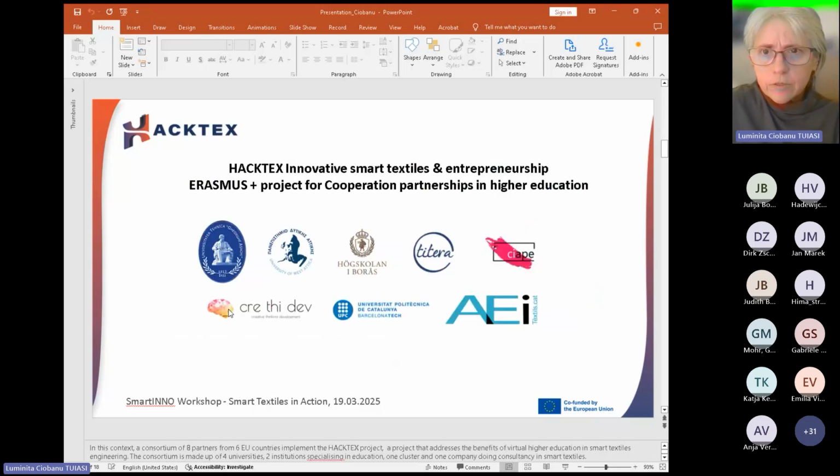The Hacktex Innovative Smart Textile and Entrepreneurship Erasmus project was developed under the Cooperation, Partnership and Higher Education section. It included 8 partners, with 2 from Iași, Romania, 2 partners from Greece, that's UNIWA, University of West Attica, and Cresidev, a non-profit governmental organization. It included the University of Boras, the School of Textiles. It included the Polytechnic Institute of Catalonia, and also a Spanish cluster, IAE Textiles, and one institution for education in Italy, Rome, Chiappe, and of course, Titera from Slovenia.